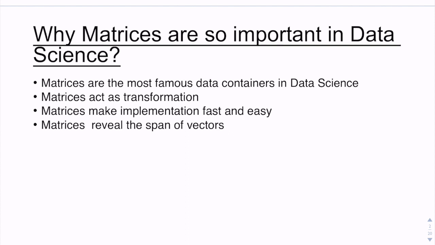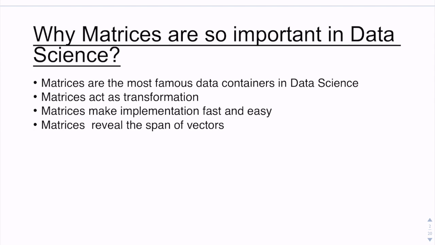Another reason we use matrices in data science is that matrices are used for transformation. For instance, if you have an image and you want to rotate that image, it can simply be done by multiplying a matrix by that image. So all sorts of transformations on a vector, such as changing the dimension or increasing the amplitude, can be done using a matrix transformation.